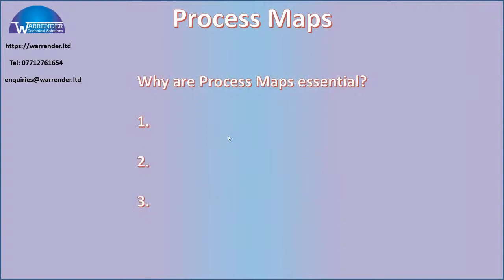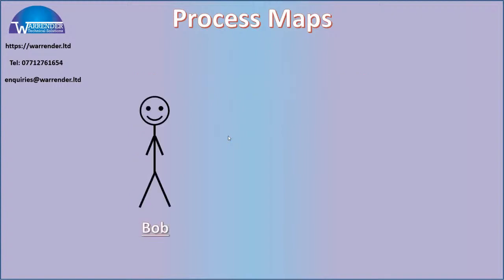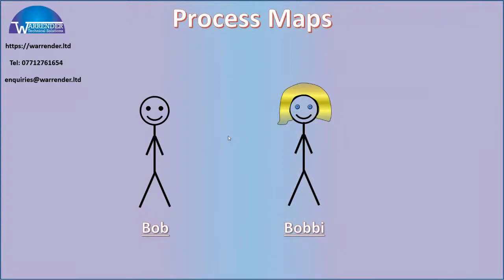So on to the main element of today, about why process maps are essential. There are three reasons I'm going to go through today. There are many, many more than three, but we're going to focus on three key reasons, and we're going to follow either Bob or Bobby's story. For the sake of today, with the people watching, I'm going to follow Bobby's story. We're going to just follow Bobby's story and see where that takes us.